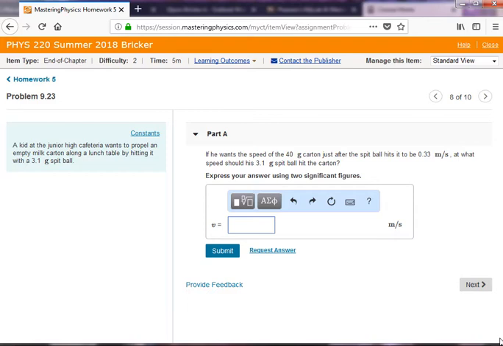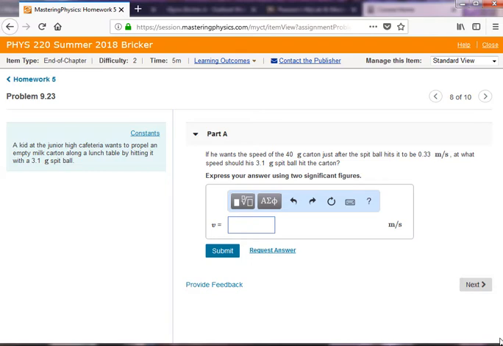Okay, next one. A kid at a junior high cafeteria wants to propel an empty milk carton along a lunch table by hitting it with a 3.1 gram spitball. Okay, so the mass of the spitball, 3.1 grams, divide by 1,000, so move the decimal point over 3 spots to get it into kilograms, first of all. If he wants the speed of the 40-gram carton, okay, so spitball, carton, same thing, it's 40-gram carton, so move it over 3 spots to get into kilograms. Okay, good.